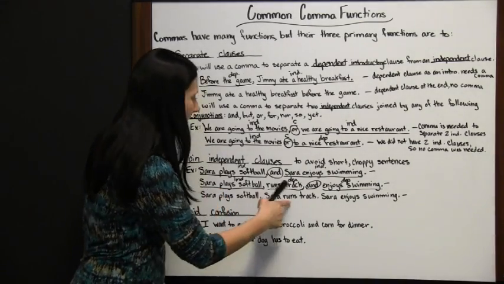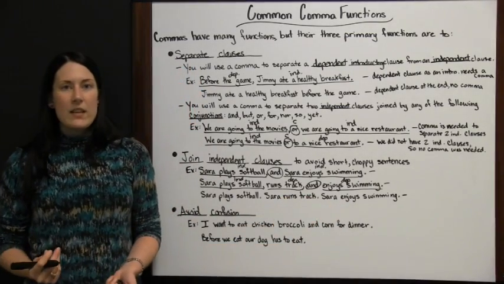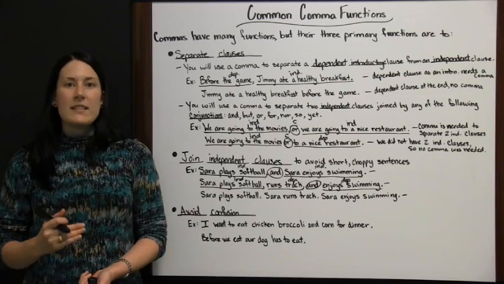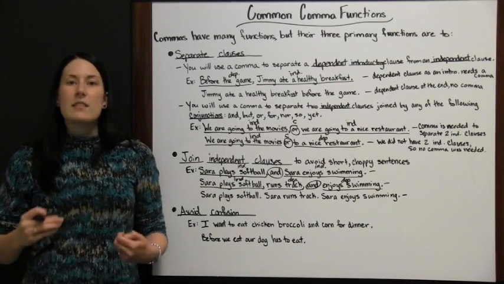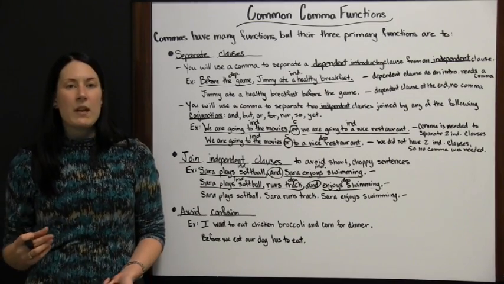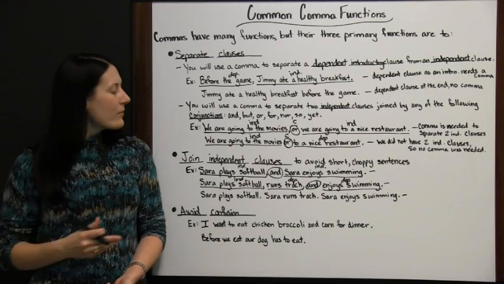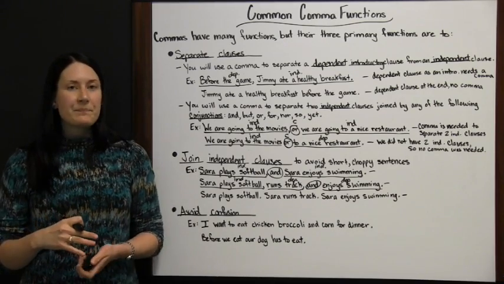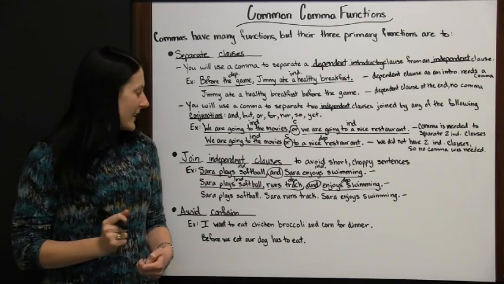So all three of these are going to be independent clauses because they are complete sentences. But they're short, choppy sentences. Sarah plays softball, Sarah runs track, Sarah enjoys swimming. We keep hearing Sarah over and over, and these sentences are short. We can combine them to make it a smoother flowing sentence.